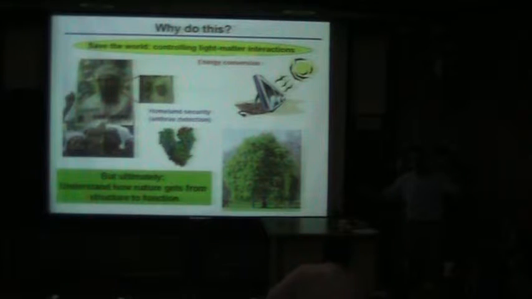So why is this important? Why are we actually doing this? Well, of course, like all physicists, we're trying to save the world. And we save the world by controlling the light-matter interaction, by focusing light. Seriously, how do you like rubber proposals? By focusing light into very small length scales.